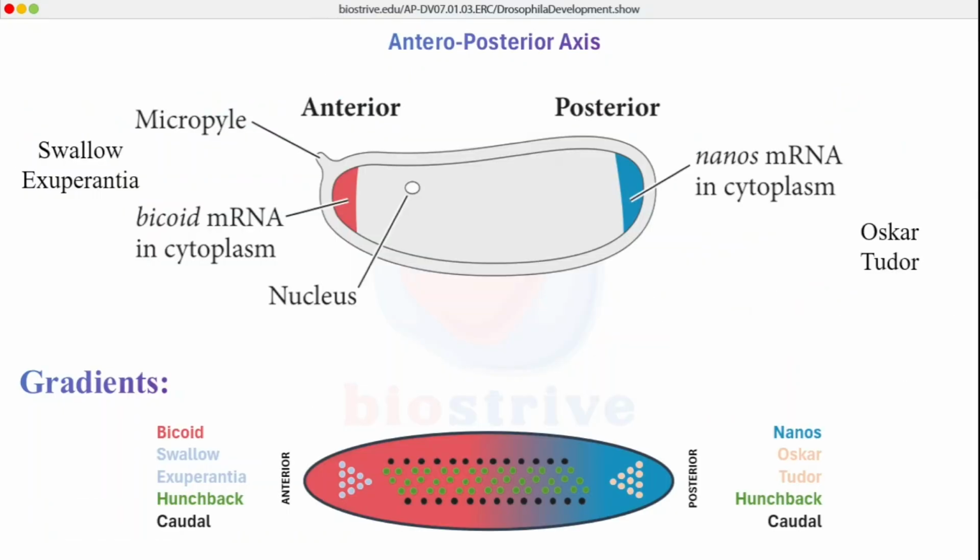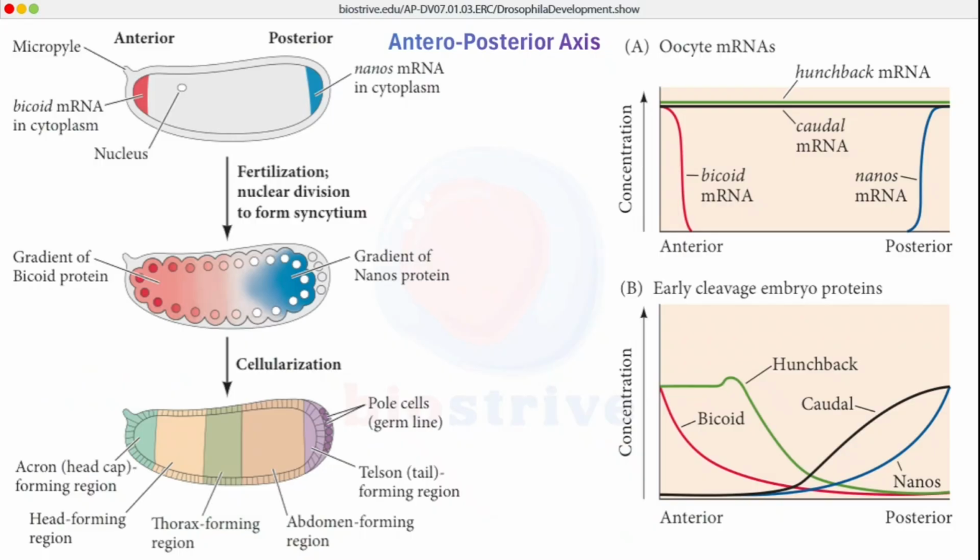By syncytial divisions we mean that the nucleus divides but the cytoplasm does not divide. So we will see a multinucleated condition. As you can see right here, there are many nuclei but there is no cytosolic or cytoplasmic distinction as well. This is what we call syncytial cleavage. We already talked about this type of cleavage in the cleavage video.